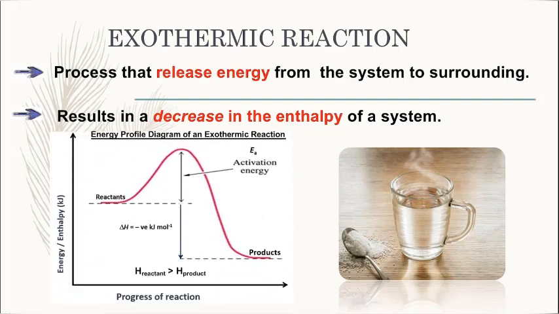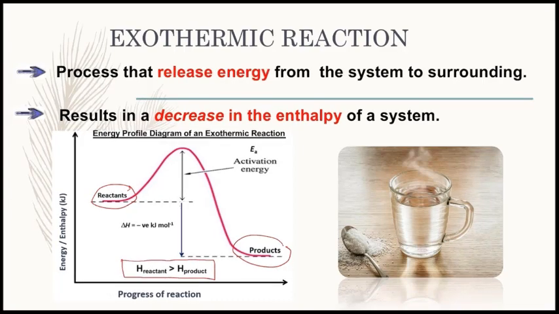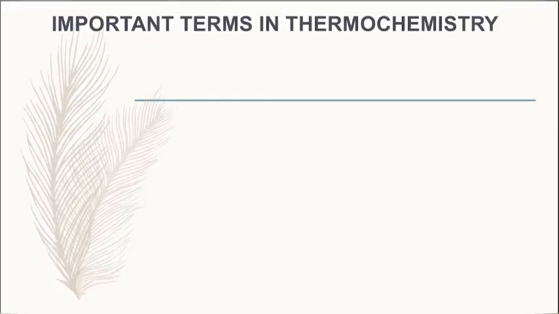If we refer the energy profile diagram of an exothermic reaction, the enthalpy of the reactant is higher compared to the enthalpy of the product. This shows that the heat is released to the surrounding, causing the enthalpy to decrease. Hence, the enthalpy of reactant is larger than the enthalpy of the product. At this rate, you might be wondering what is enthalpy that I've been mentioning in the previous slide.